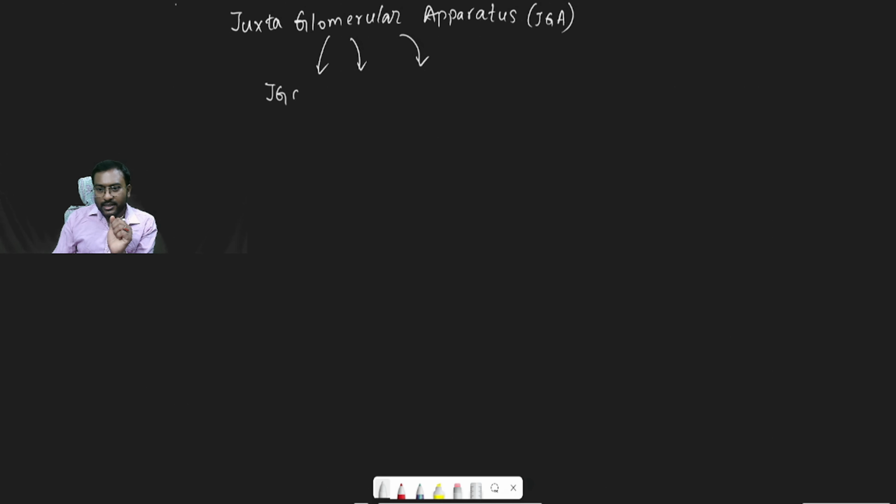The JGA contains three types of cells. First one is known as the juxtaglomerular cells. Second one is known as the macula densa cells. Okay, and third one is known as the lacis cells. Okay, so in the second video I have already mentioned the function of the JG cell, the juxtaglomerular cell. So in this video I will try to show the function of the macula densa cell and the lacis cell. So let's start with the macula densa cell.